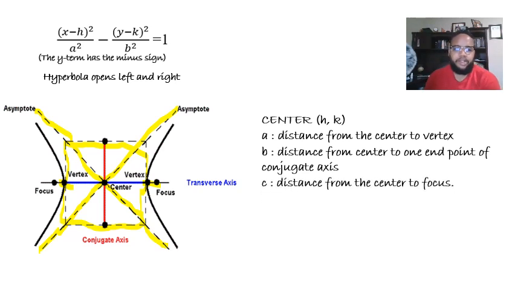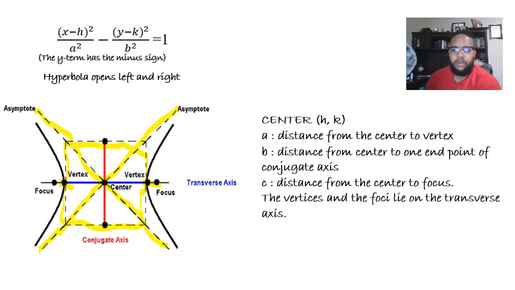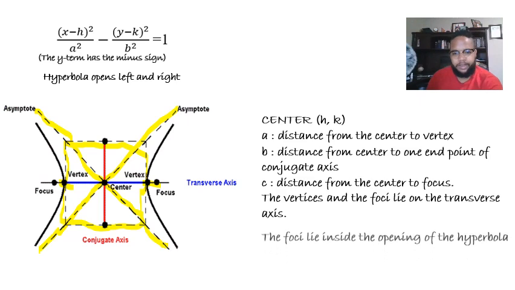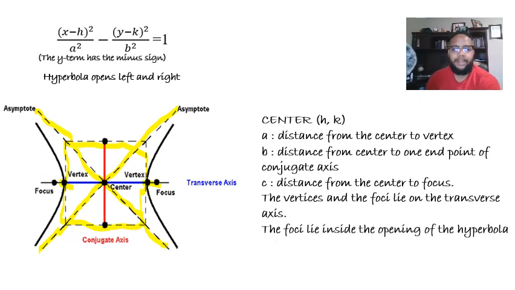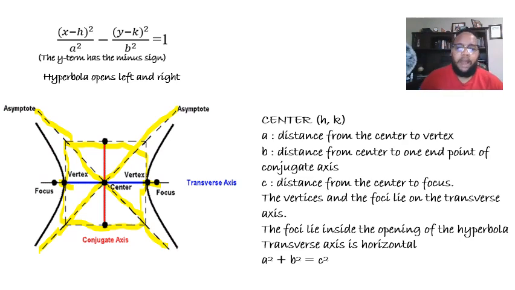c is the distance from the center to the focus. The vertices and foci lie on the transverse axis. So wherever your vertex is, you keep going that direction to get to your focus. The foci lie on the inside of the opening. The transverse axis is horizontal because x is the positive term and a is under the x. And then we have a squared plus b squared equals c squared. Now, when we got c in the ellipse, it was a squared minus b squared. This time it's a squared plus b squared. It's very important to note that.